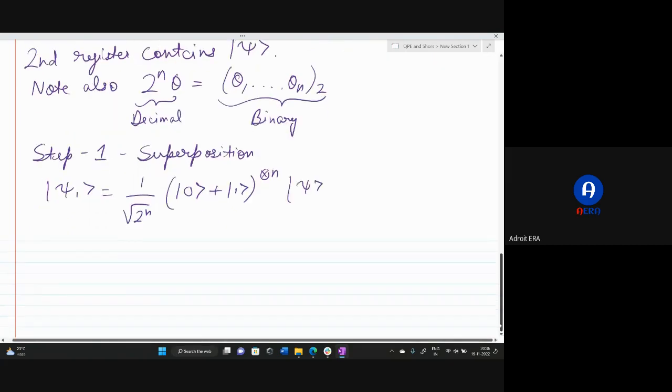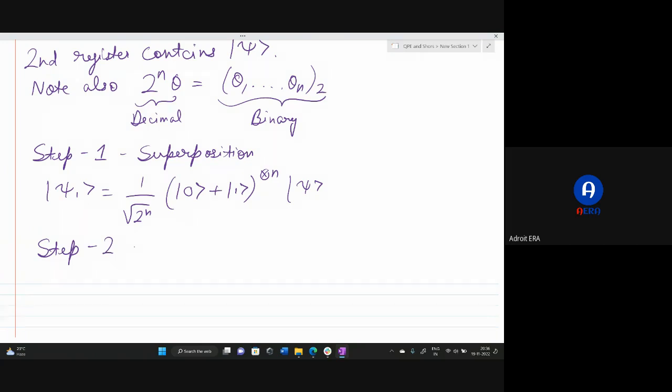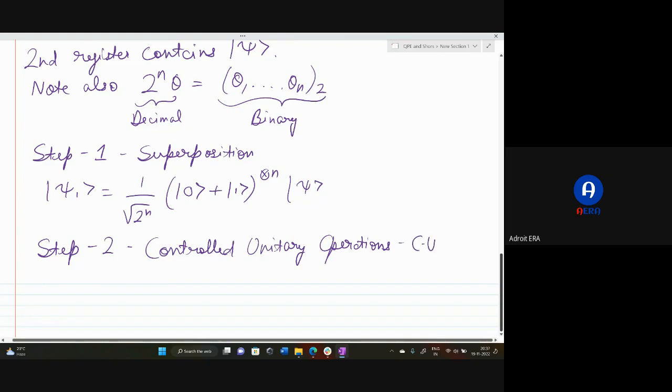Then step 2. In step 2, we are going to apply controlled unitary operations. Let us apply controlled unitary operations, CU, as we have seen in the circuit, right? Controlled unitary operations, which is the CU. So let us write the general equation for CU 2 to the j.